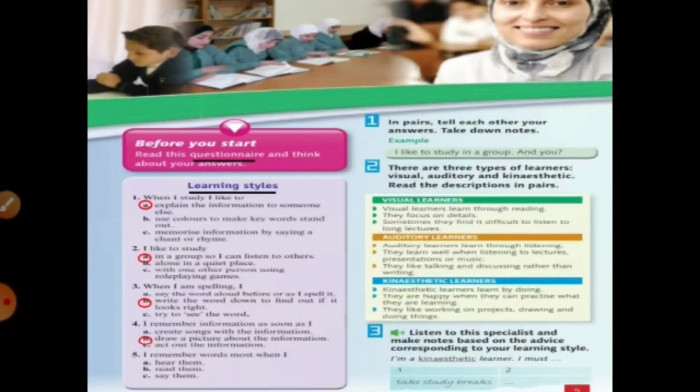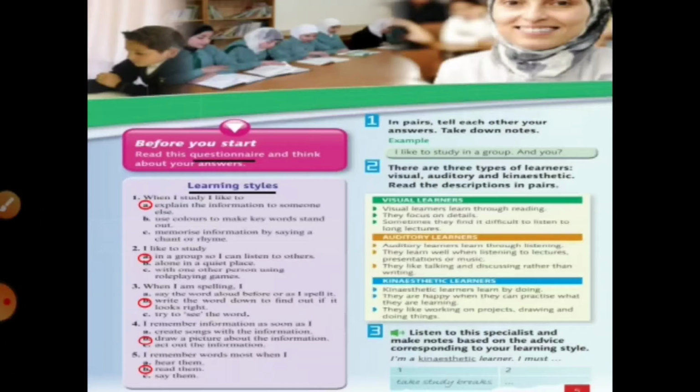The last one, I remember words بتذكر الكلمات most when I read them, hear them, or say them. Okay, all of them are correct. Okay, you can answer, you can choose A, B, or C. For me, by what? By reading them. طبعا hear them, read them, say them. هدول الثلاثة, these three options, they represent the learning styles.